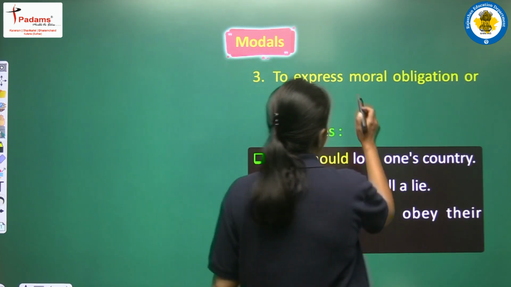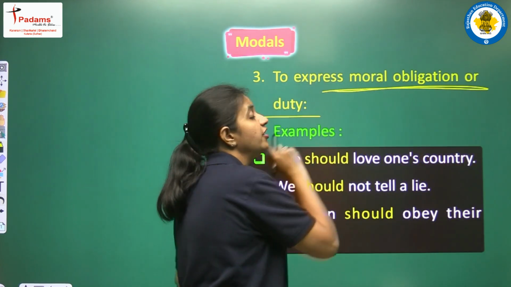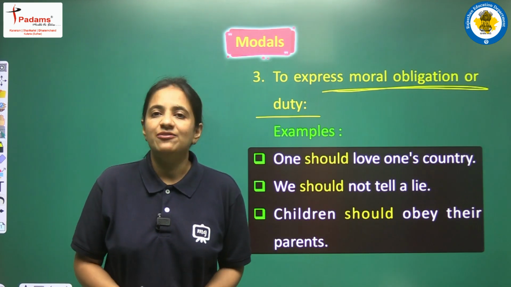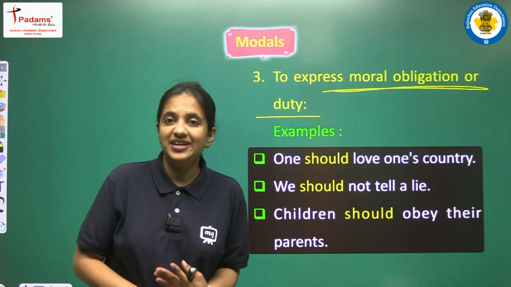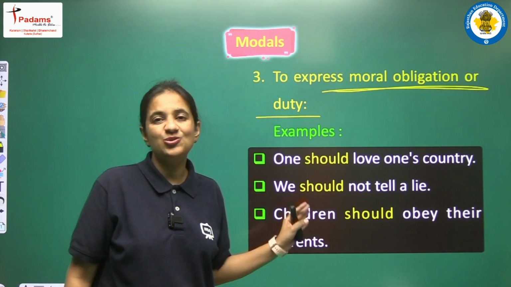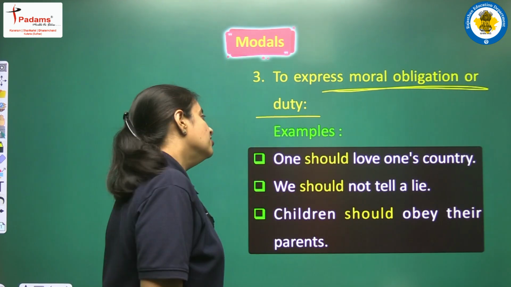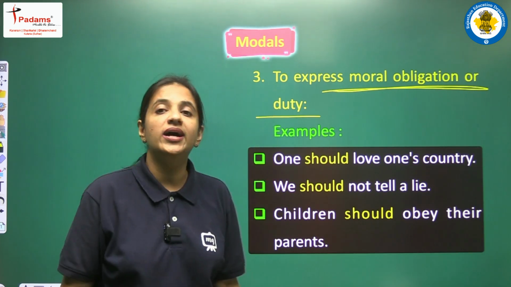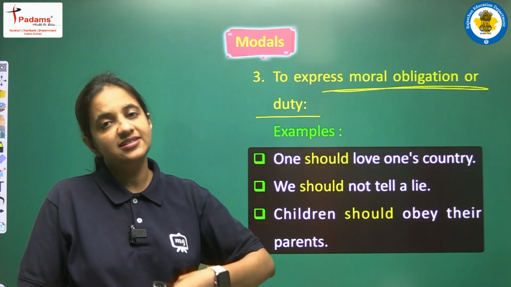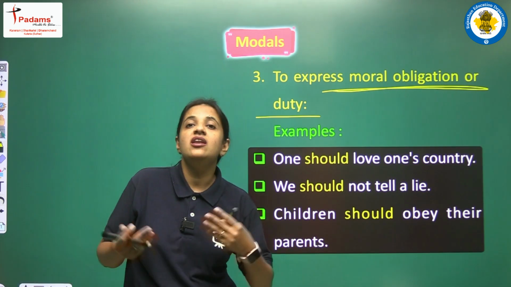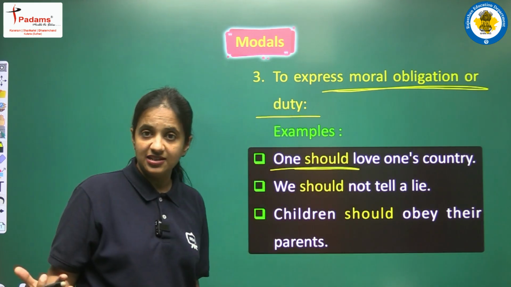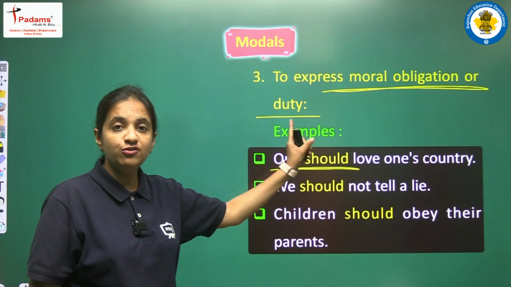Next use of should, so let's read. It is used to express moral obligations or duty. Whenever we are talking about our duties, or our moral obligations, then also we have to use should in a sentence. So let's read the examples. The first one is: One should love one's country. This is our moral obligation, our duty, that as a citizen of a country there should be love in our heart for our country. This is the moral obligation of every citizen. So we are showing this with the help of should.